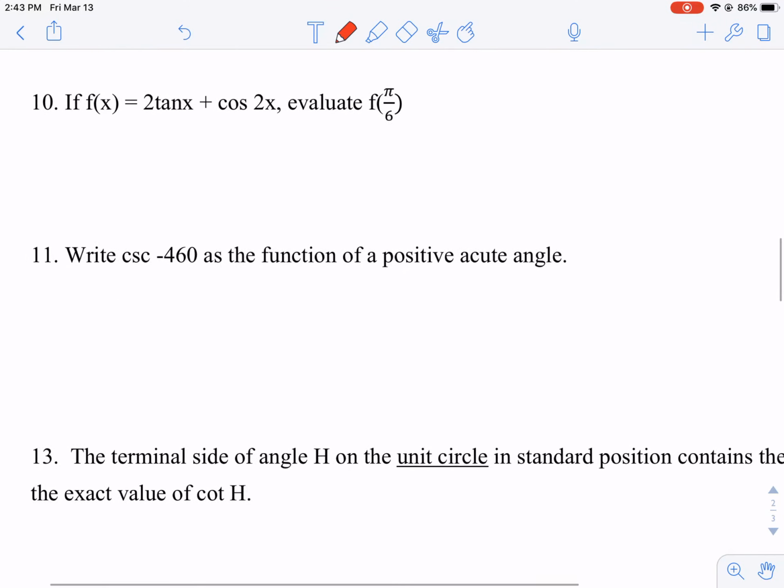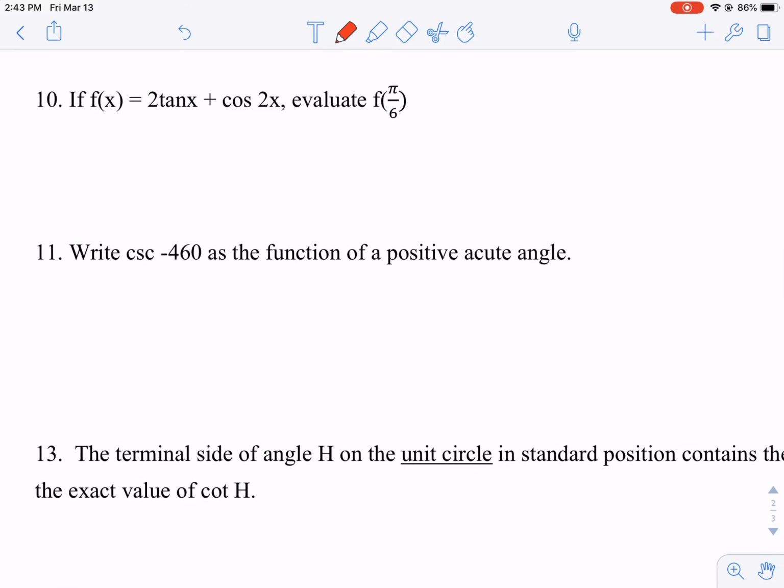Number 10, if f of x is equal to 2 tan x plus cos 2x, evaluate f of pi over 6. Well, first thing I'd do is convert it. Again, once you get more comfortable with radians, you won't have to, but for right now, we're going to do that. So I get 180 pi over 6 pi. The pi's will cancel. 180 divided by 6 is 30. So we're plugging in 30 degrees.